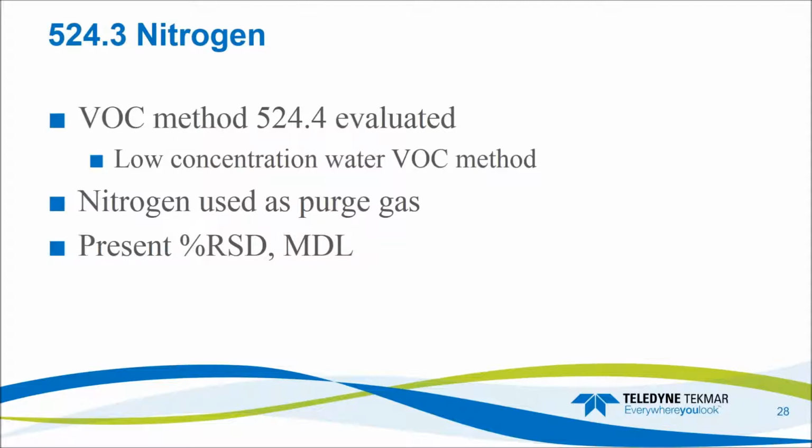So for this example, we're going to be looking at 524.3, or more specifically, 524.4, which explicitly allows nitrogen as a purge gas only. It does not allow nitrogen as a carrier gas, but only for the purge. So we're going to use this method. Obviously, we're looking at low concentrations because it's a drinking water method, so we're expecting to have low concentrations of the target compounds we're looking for. And then again, we're going to present some calibration data from this analysis.